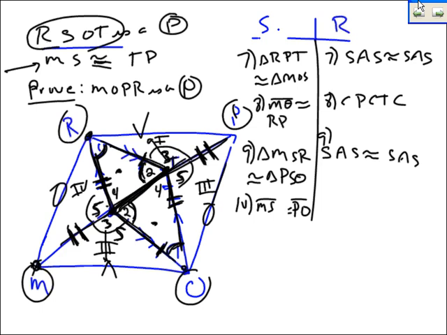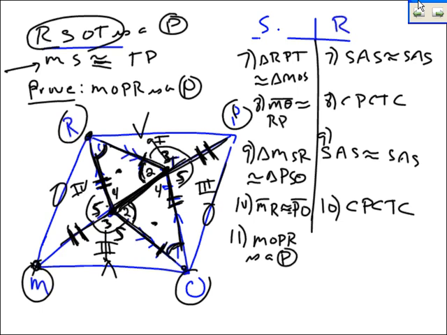It's a very, very long, tedious proof. Corresponding parts of congruent triangles are congruent. MS should be MR. Sorry, MR. Alright, so now I'm done. Took long enough. MOPR is a parallelogram.